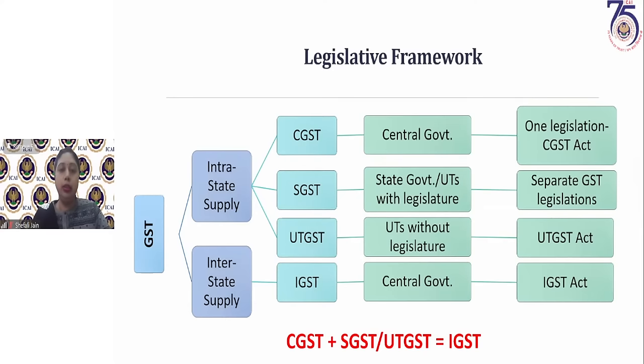Now, which is the authority which is levying this particular tax? CGST is levied by the central government. IGST is also levied by the central government. And SGST is levied by the state government or the union territory with legislature. And UTGST is levied by the union territories without legislature.